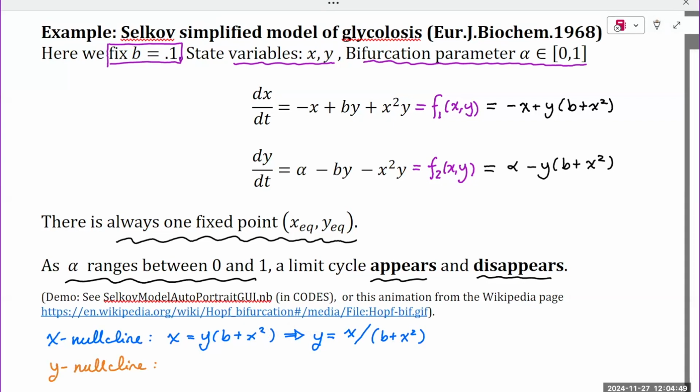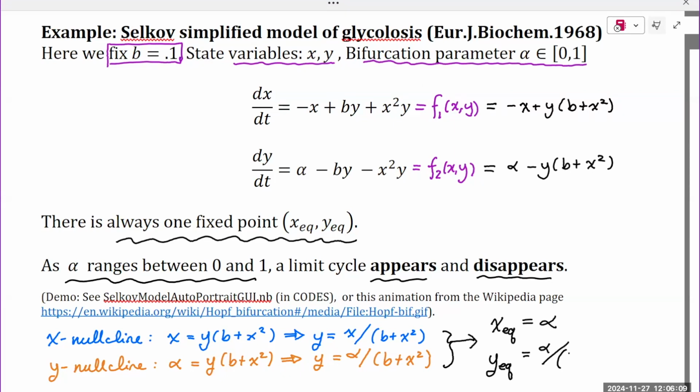Looking at the x and y null lines, we can see that the null lines are going to cross when x equals alpha. And when x equals alpha, that tells us what y is.